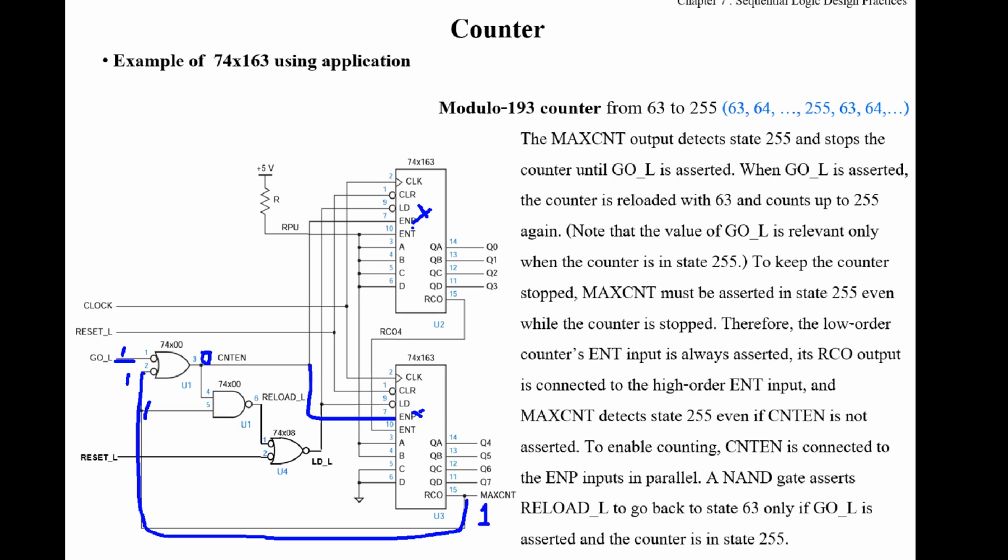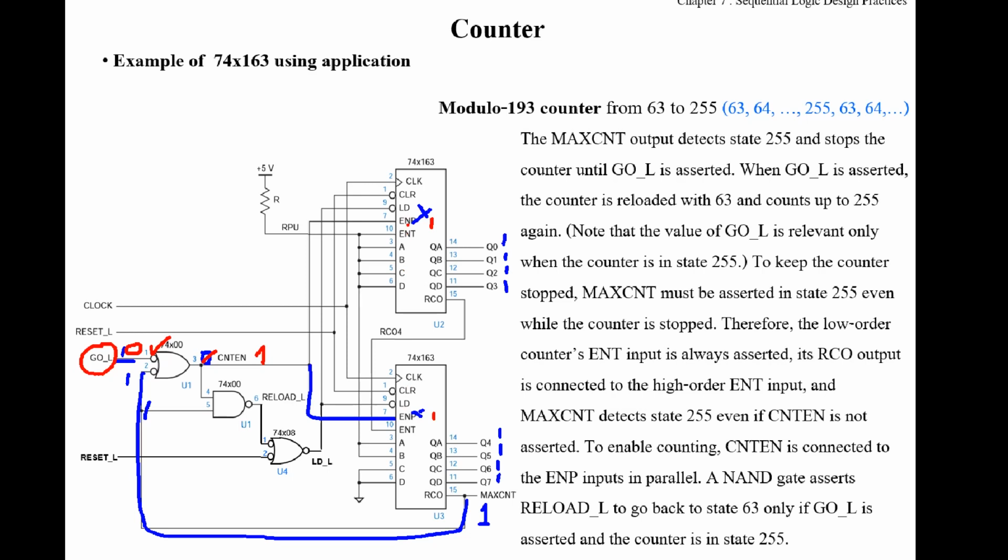Right? We stop at the value of 11111111 and wait until go becomes active. That means change to 0. This bit is active, so this output becomes 1, and makes the circuit go back to counting mode again. That means it makes enable active again.